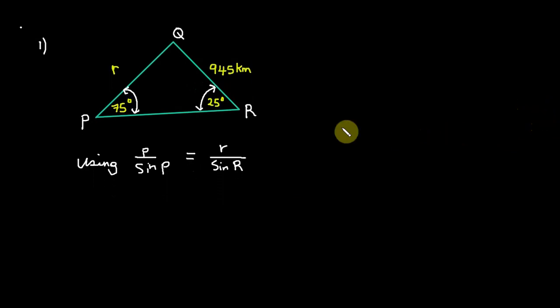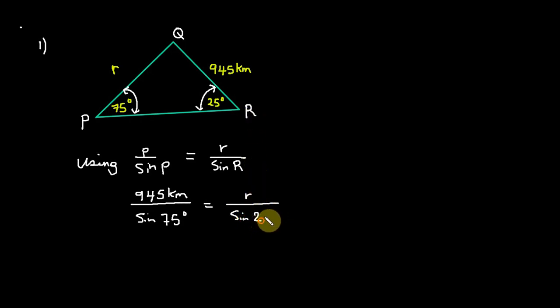So let us substitute. Lowercase p, side p, is 945 km. So we have 945 km divided by sine angle P, which is 75 degrees. And this is equal to, what is my side R? I do not know R. We are asked to find R, so I simply rewrite R. Put my angle. Angle R is 25 degrees, so we write just that.